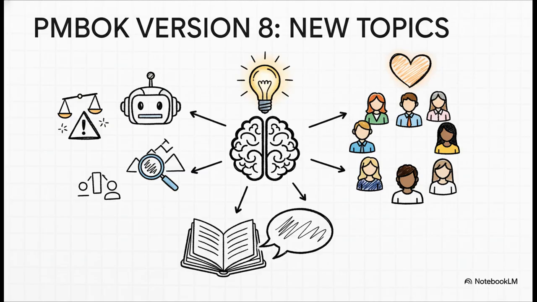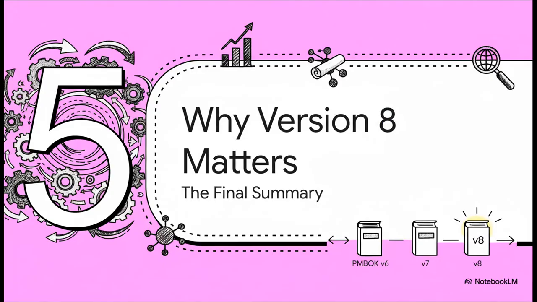And it's not just about processes. Version 8 really brings the guide into the 21st century. It's talking about critical topics like AI in project management, the use cases, the risks, the ethics. It puts a huge emphasis on building empowered, collaborative teams. And get this? It updates the core language for the first time in 40 years to make it simpler and more universal.